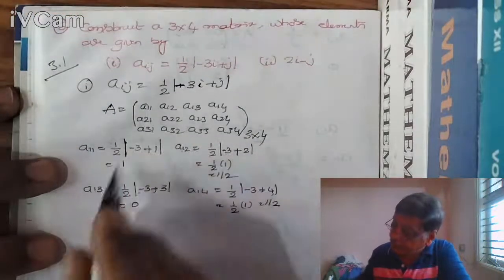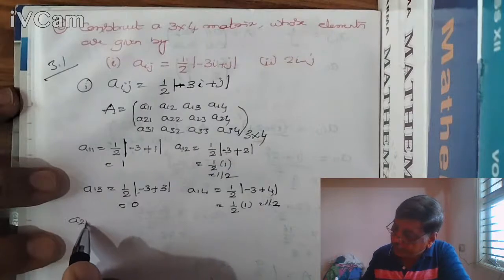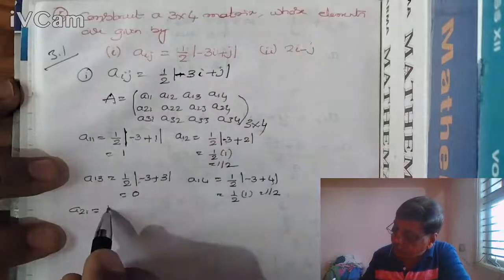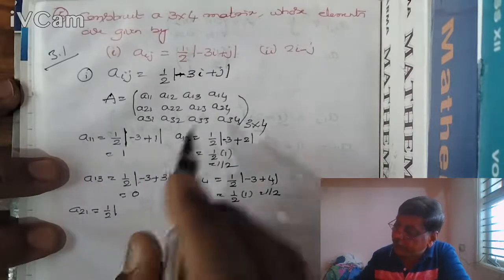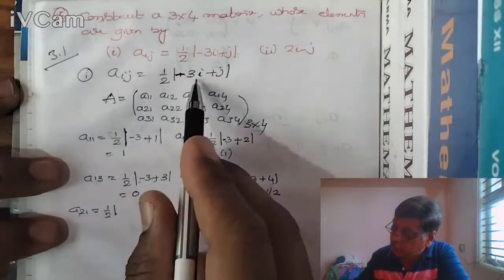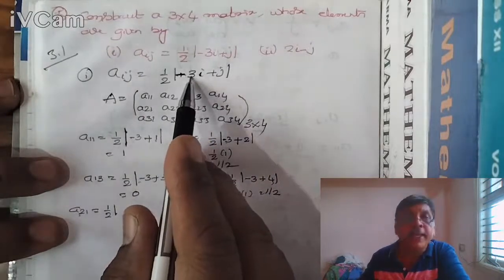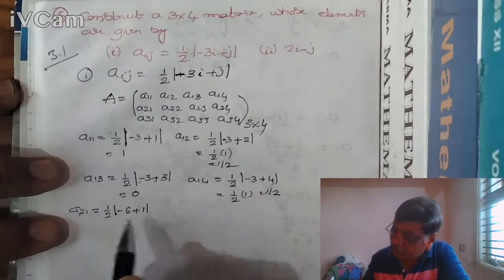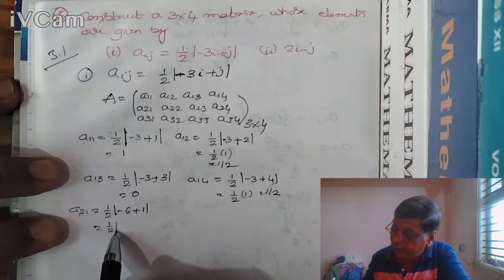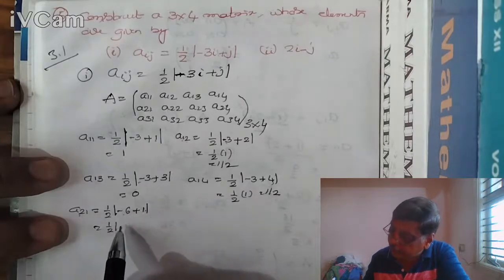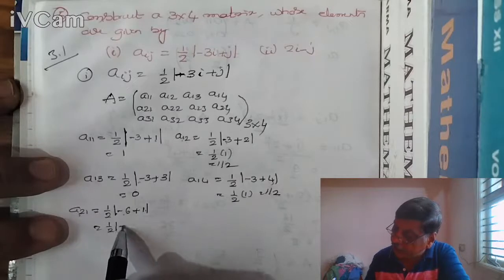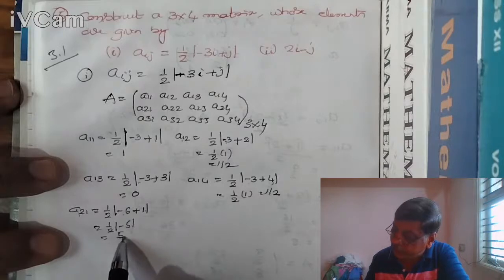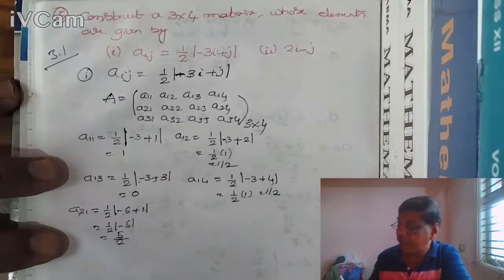Okay. Next, we come to A21. So A21 is defined as half into modulus of, i is 2, j is 1. 2 into minus 3, that is minus 6, plus j is 1. 1 by 2 into modulus of minus 6 plus 1, that is minus 5. Modulus of minus 5 is plus 5. So this is 5 by 2.